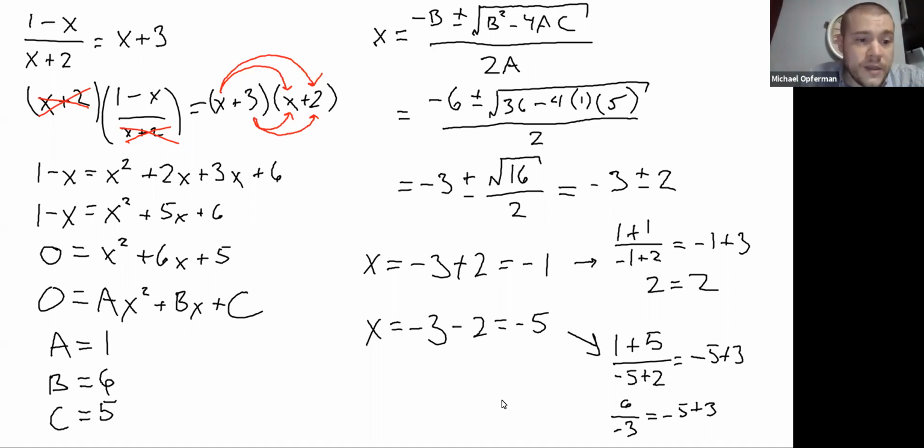So the key points here: dealing with fractions, the easiest way is just to get rid of the fraction by multiplying both sides by the denominator if you can. Sometimes it's a little bit more complicated than that, but you just have to bear with it and try to simplify. And then if you have a quadratic equation, you normally just use the quadratic formula for that.